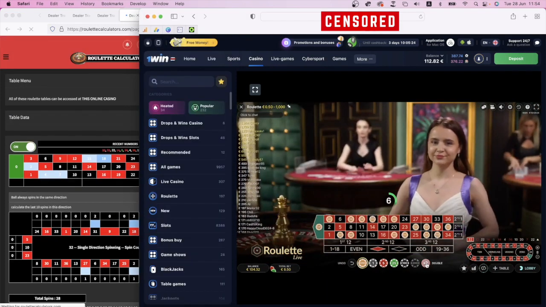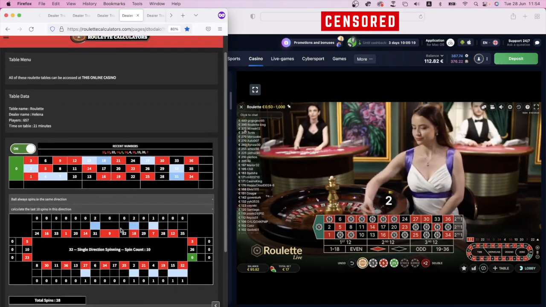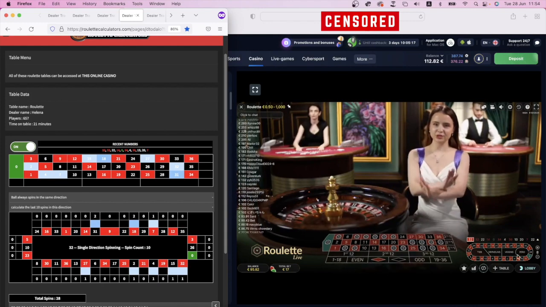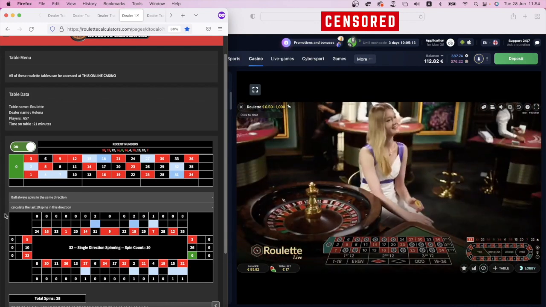So I'm going to increase that and then double the bet. So now it's updated, 32 to 32. So again, we're covering 31 around. And this is the last spin, so hopefully this comes in.